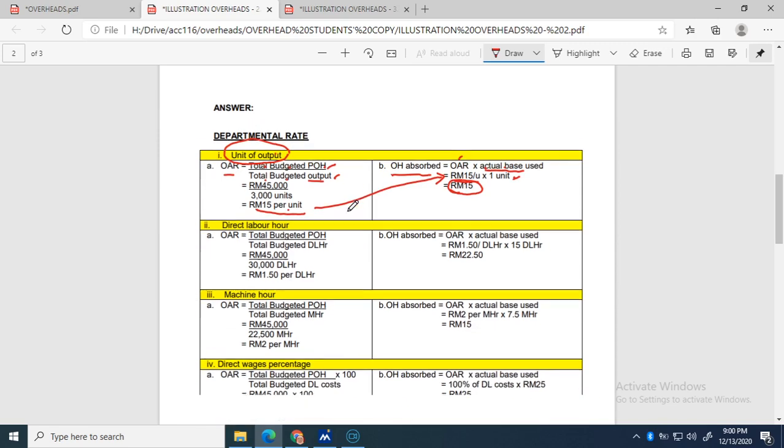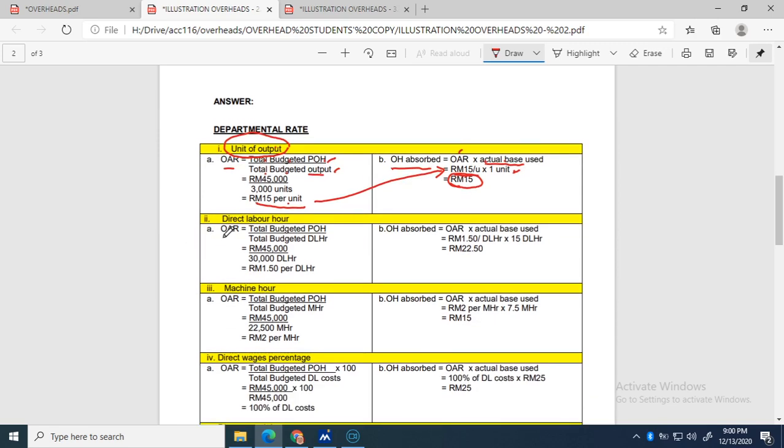If we use the second method, what is the second basis? It's direct labor hours basis. So how to get OAR? A, to get OAR, total budgeted production overhead divided by basis. So basis here is direct labor hours, so we divide by direct labor hours. From the question, total budgeted production overhead for the department is 45,000. But now the basis is not unit.